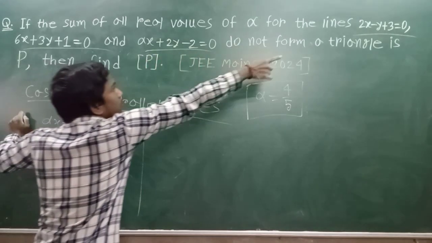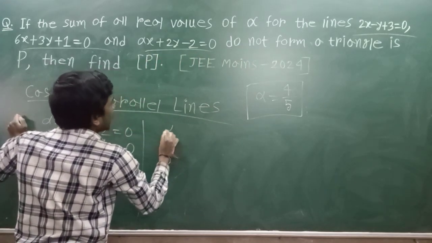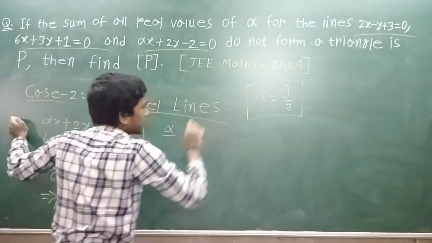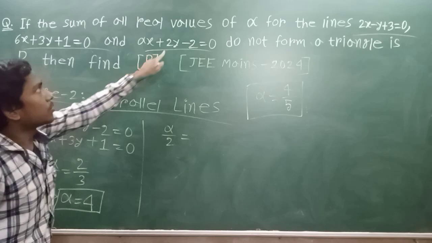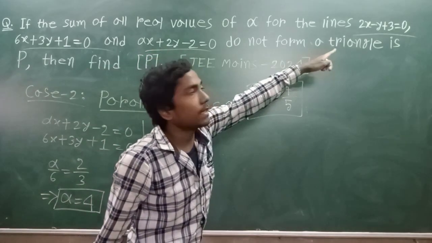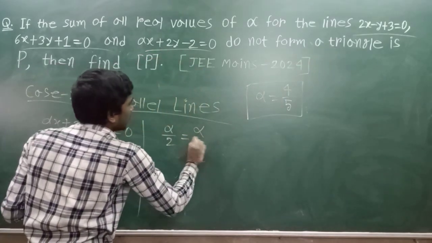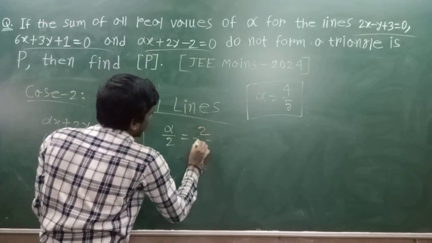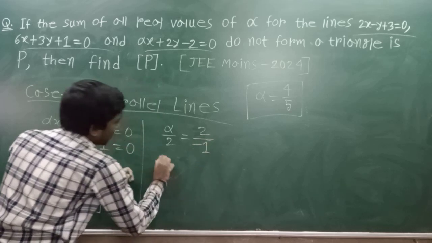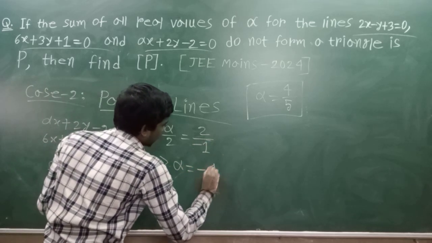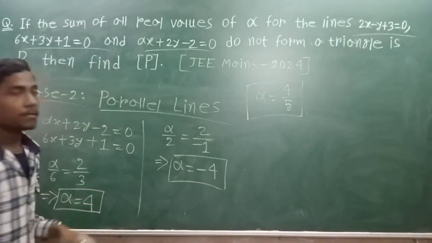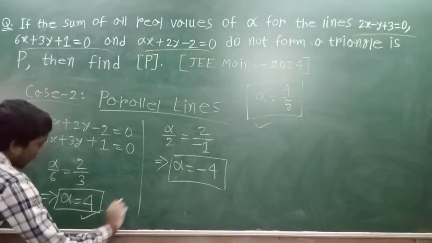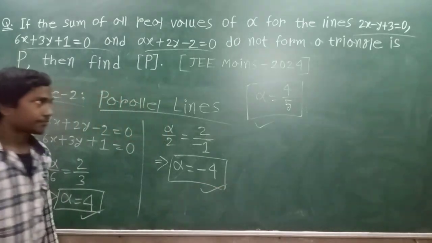And if this line is parallel to that line, then alpha by 2, the coefficient of x is alpha and here the coefficient of x is 2. So alpha by 2 is equal to 2 by, here the coefficient of y is minus 1, so 2 by minus 1. This implies alpha is equal to minus 4. So there are three possible values of alpha. One is plus 4 by 5, other is plus 4 and the other is minus 4.